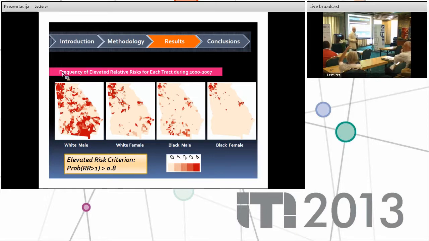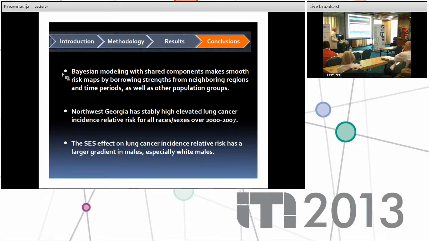Yeah. These are all controlled for age and other factors, right? And socioeconomic status and other stuff, right?